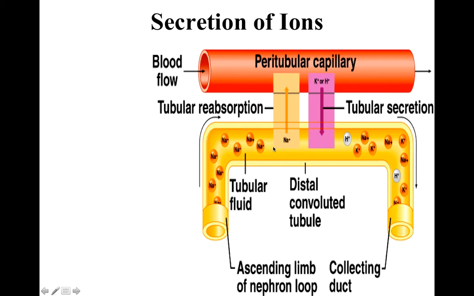Secretion of ions in the distal convoluted tubule, potassium specifically, and hydrogen ions might passively diffuse in response to that active reabsorption of the sodium ions. So when sodium's actively reabsorbed, we need to balance out those ions with getting rid of some positive ones.